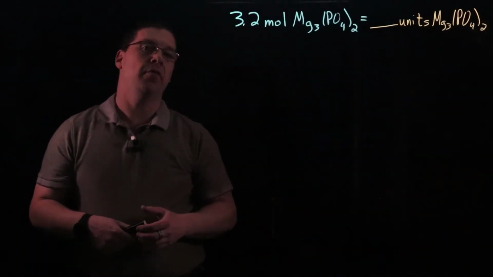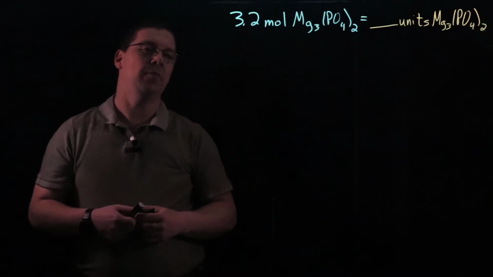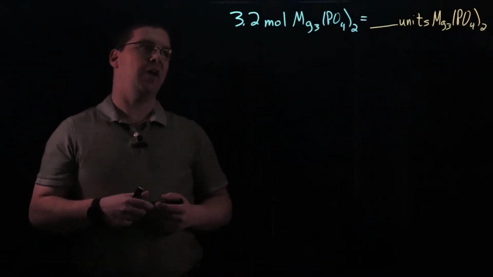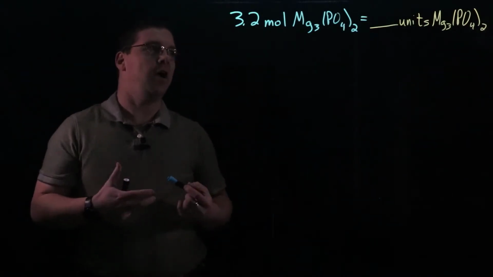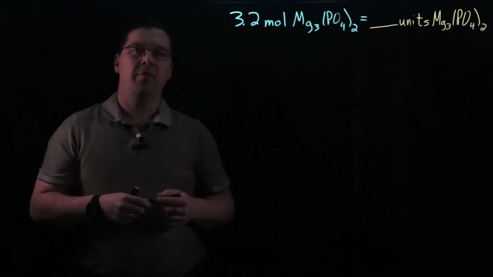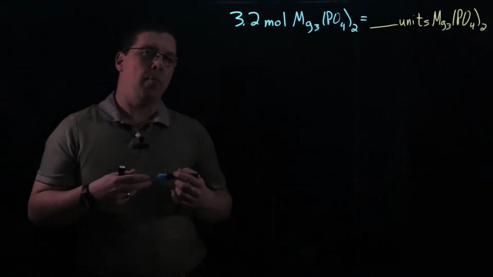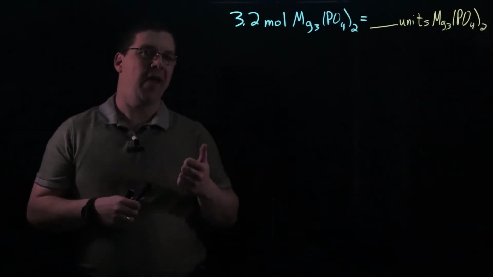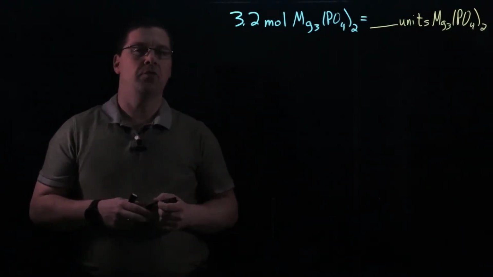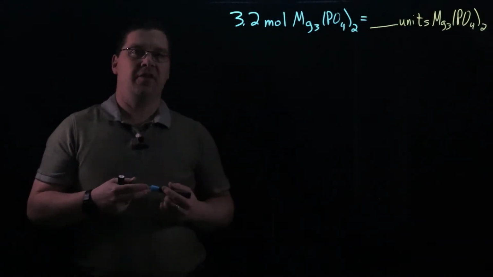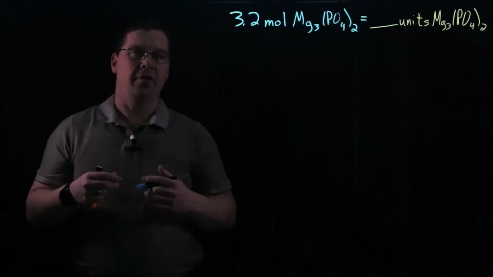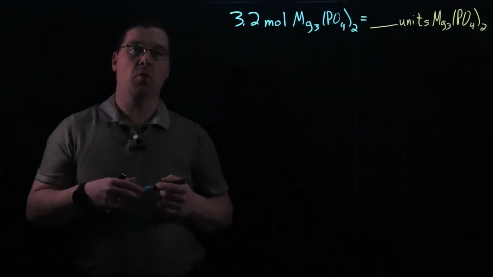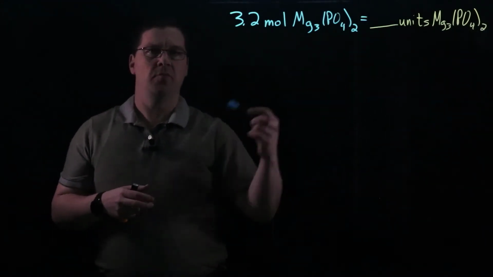Let's say that I were given 3.2 moles of magnesium phosphate to start with, and I was asked to determine how many formula units of that ionic substance that would be. Now again, particles can be anything from atoms to molecules to ions, or when we're talking about something ionic that has a repeating structure of the ions in it, we refer to them as formula units, and so we're just going to call them units for the sake of this.